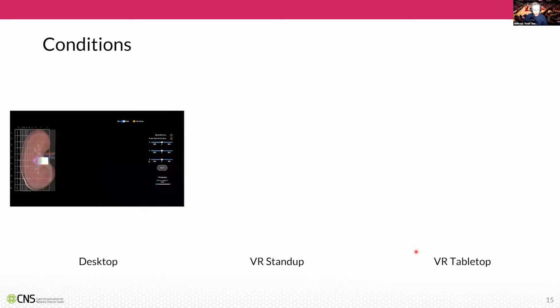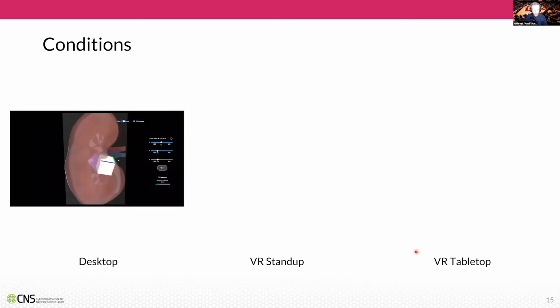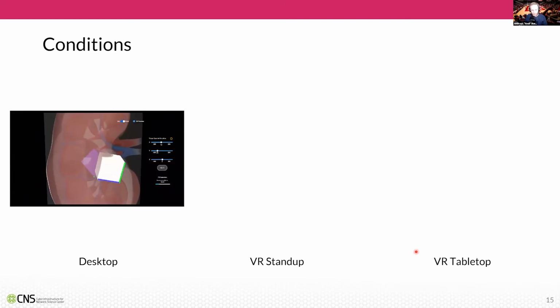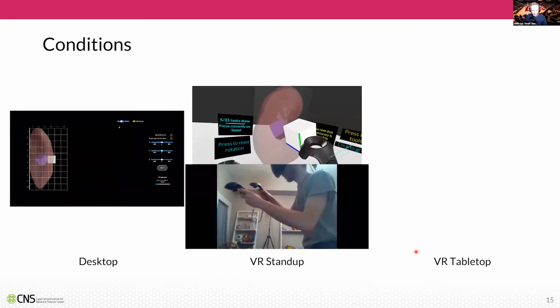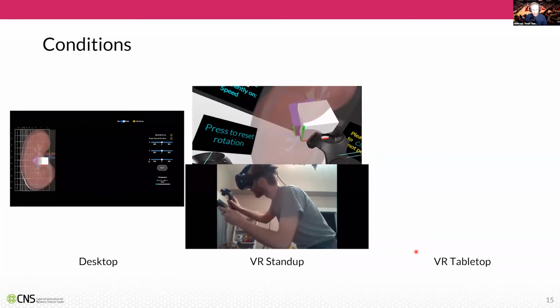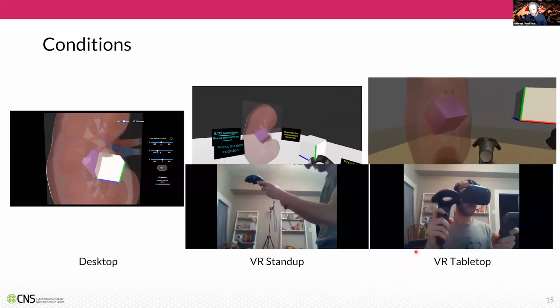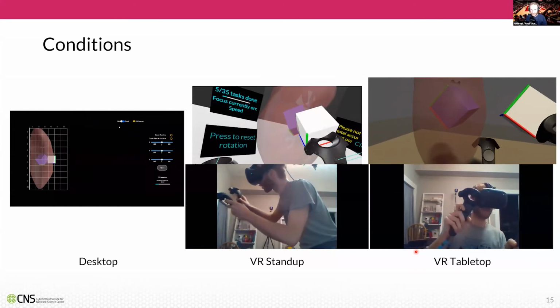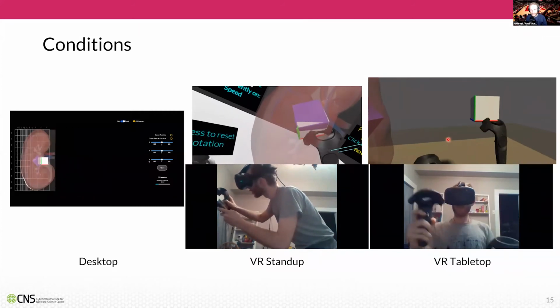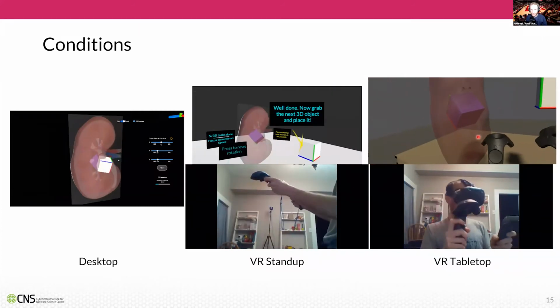On the left side, we have our desktop interface with mouse and keyboard, actually just with the mouse. In the middle, we have VR stand-up. You can see the user stands and moves the tissue block around. And then you can see VR tabletop here where the user sits. And another interesting bit is that the user can actually rotate the kidney with a press of a button as well. You can see that here in a second.